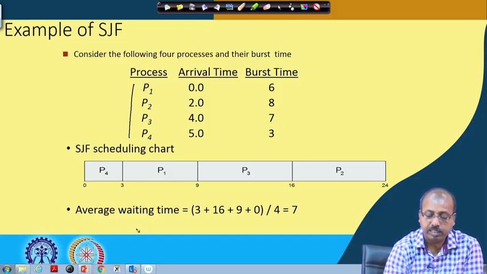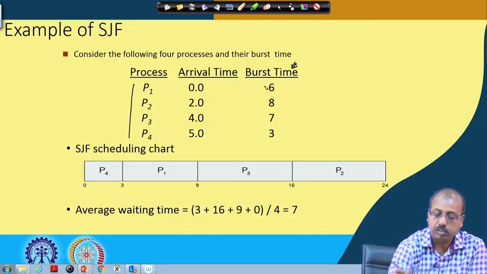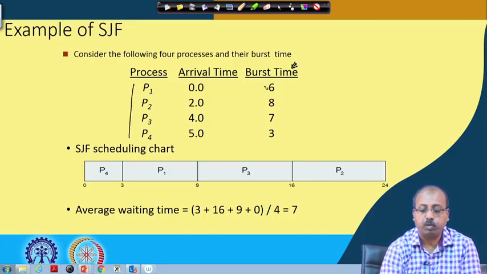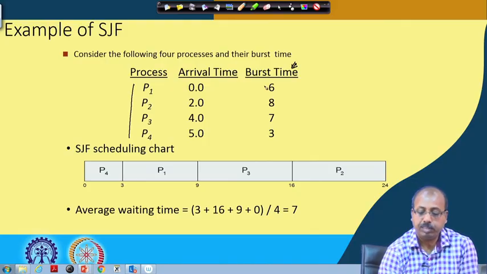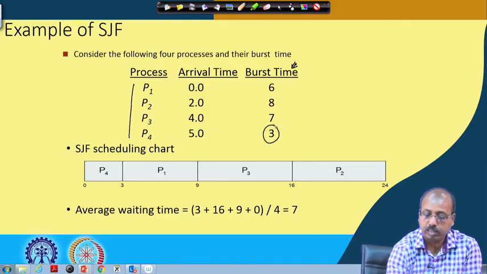Now, SJF policy. So, how do we know this burst time value? That is an issue, but definitely we are not considering that. So, suppose we know these values, then as far as the SJF policy is concerned, whichever job has got the shortest burst time will be selected. So, this is the smallest value.